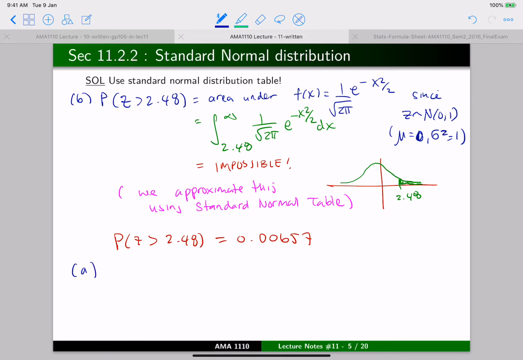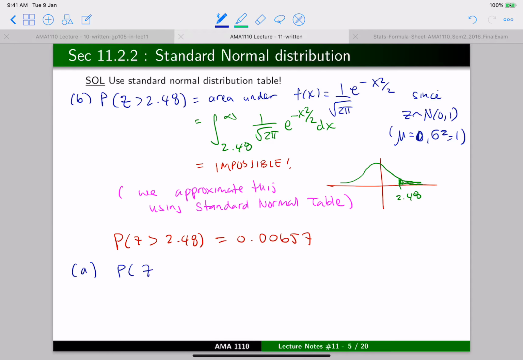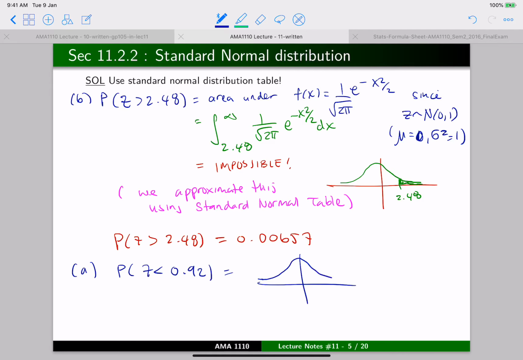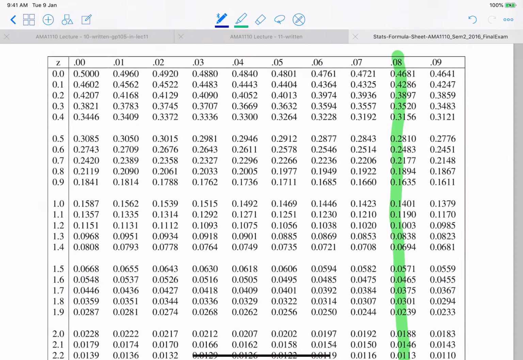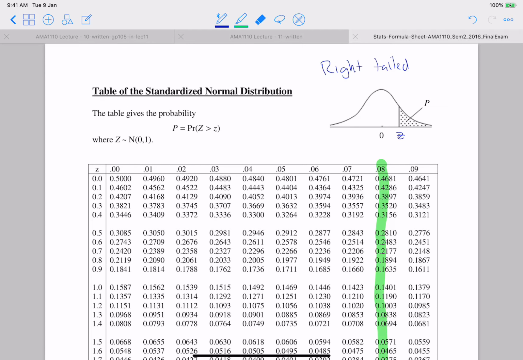Now let's get back to our A. What's the area to the left of 0.92? Okay, so you want to draw out what's going on here. These are standard normal variables, and the area to the left of 0.92 is what we want. But we only have a right tail table here. It's only a right tail table, giving the area to the right of small z.